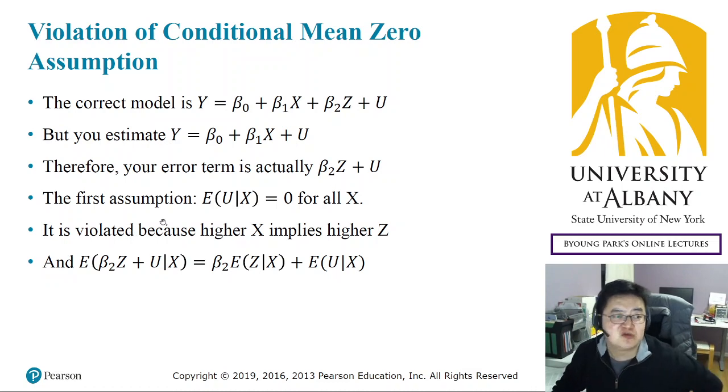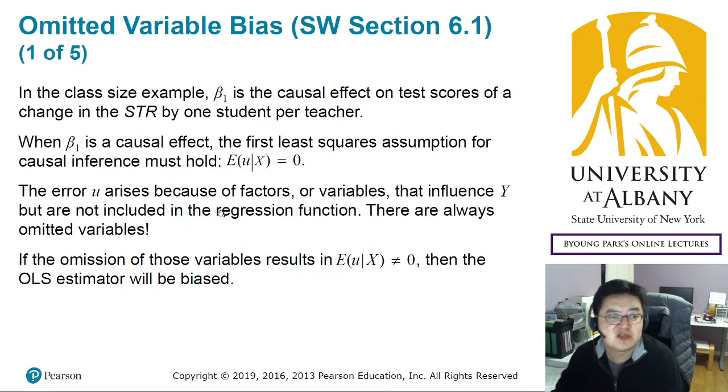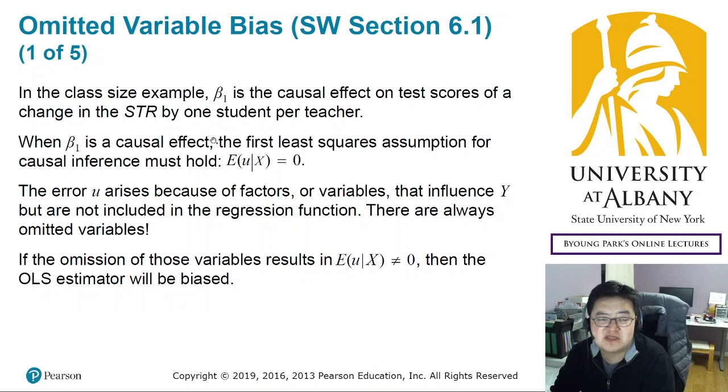And let's go back to the original lecture slide. Back to the student-teacher ratio example, we want to estimate beta 1. It is the causal effect on test scores of a change in the student-teacher ratio by 1. So when the student-teacher ratio changes by 1 unit, the test score changes by beta 1. And the first least squares assumption was this. You remember I mentioned it earlier.